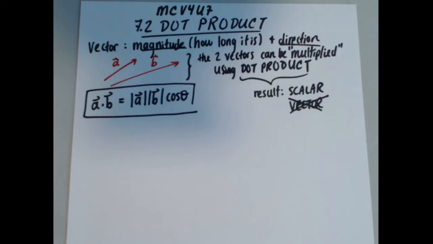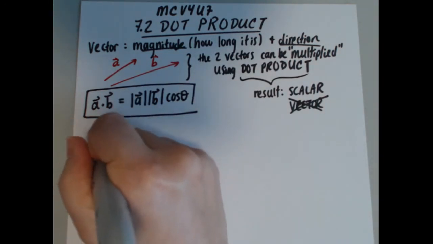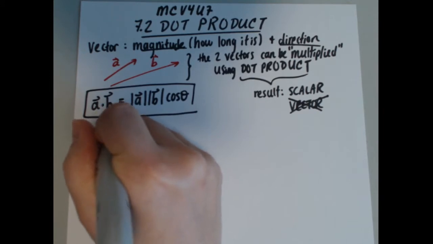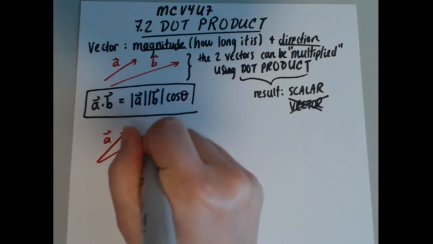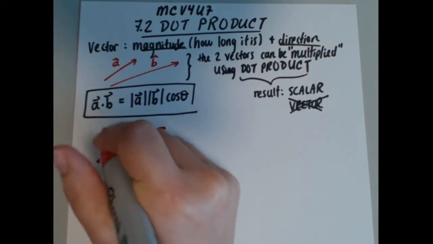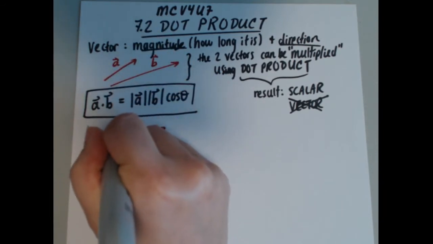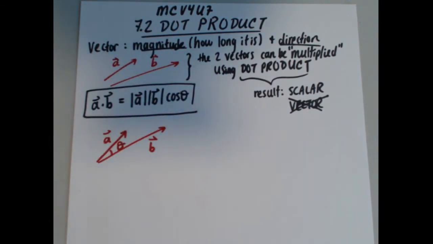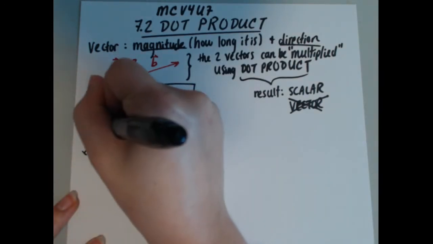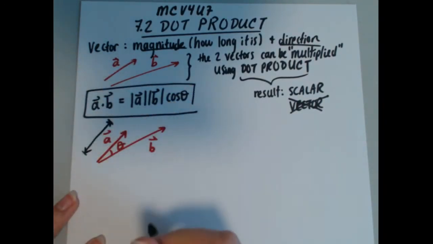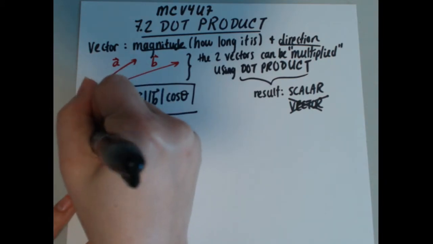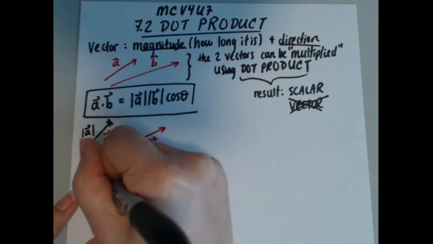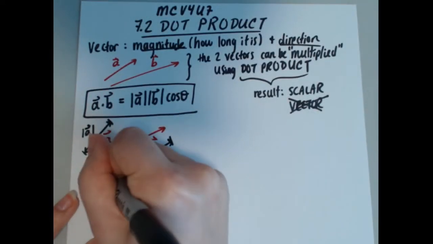Okay, so what that means is if I have vector A and I have vector B, so let's actually place them tail to tail. So here's A, here's B. Theta is the angle between the vectors when they are placed tail to tail. Okay, and that's always the case. Then the magnitude of A is the length of that vector A. So this is the magnitude of A. And this here is the magnitude of B.